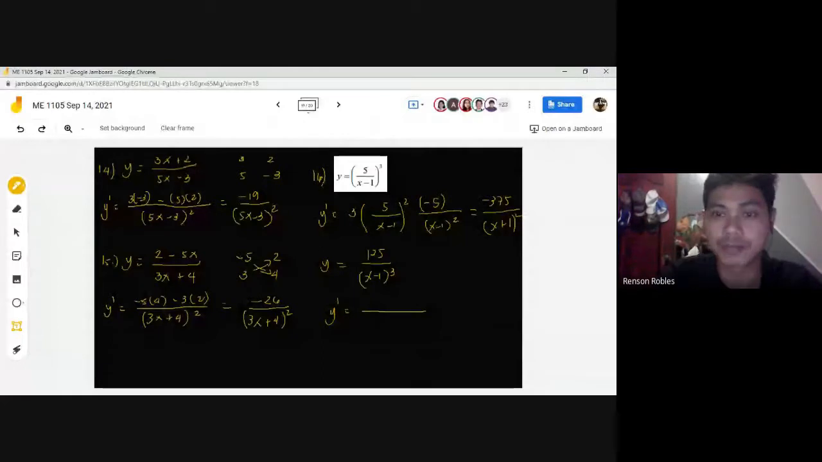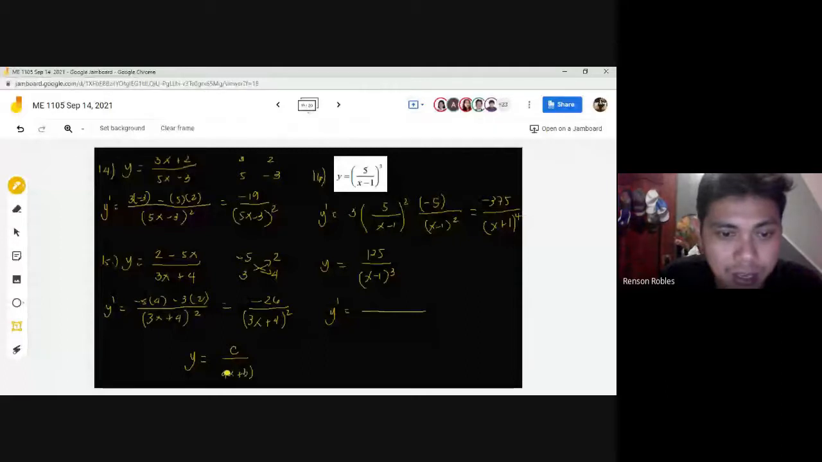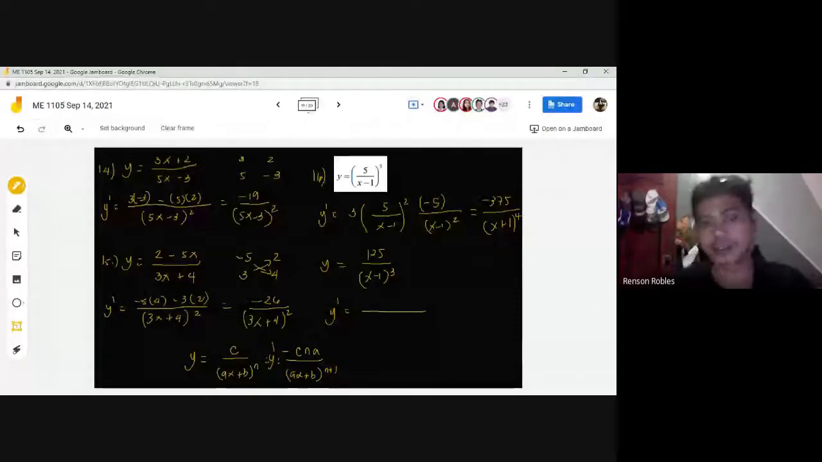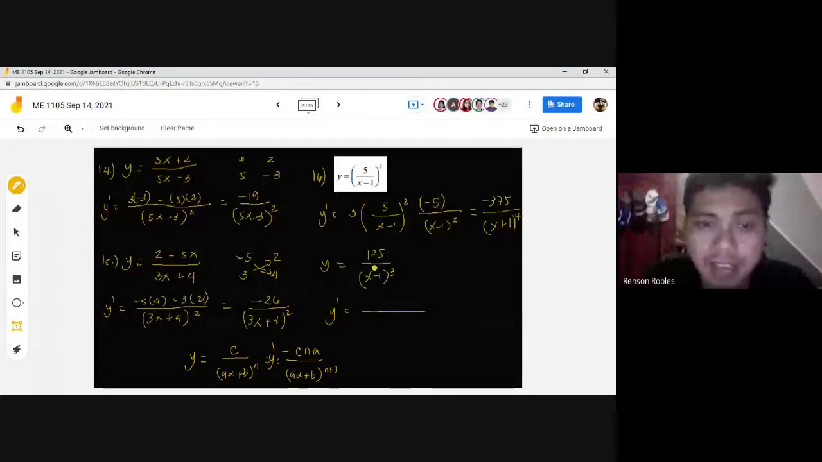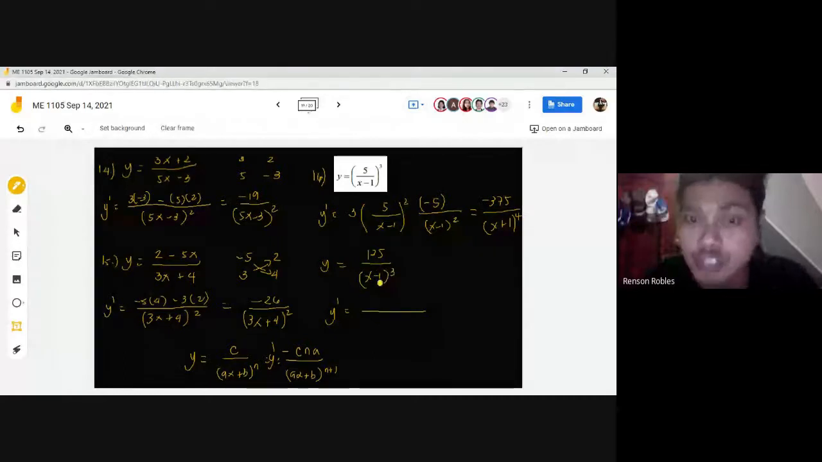If you're given this form, y equals c over ax plus b raised to n, that is negative c and a all over ax plus b raised to n plus 1. Yan yung derivative niya. Ito yung y prime. Okay? So, obviously, lagi kayo nag-uupos ng sign. Pag po ang polynomial function or yung x nyo ay nasa ilalim, naglalagay agad kayo ng minus sign in front.